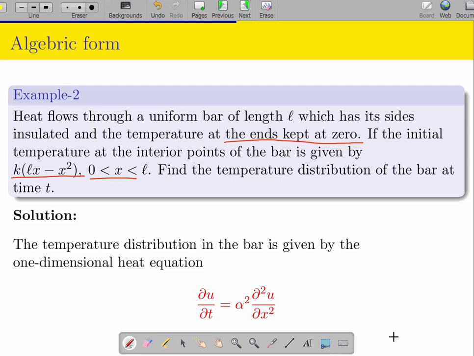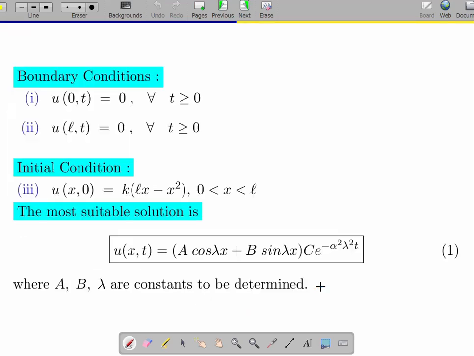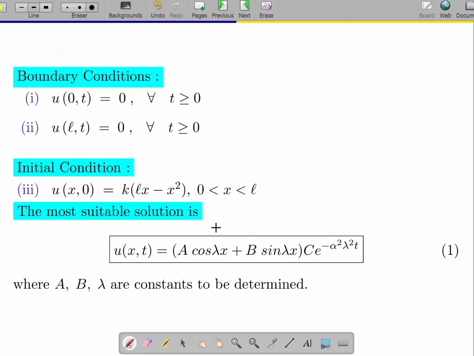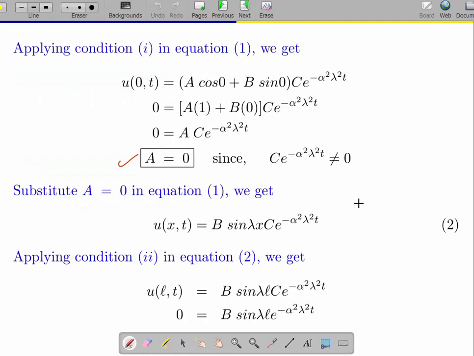So as usual, what we discussed in the previous problem, the same thing. This is a one-dimensional heat equation. These are the boundary conditions, two boundary conditions and one initial condition. This is the proper solution for the one-dimensional heat equation. Now I apply condition number 1, equation number 1. Instead of x, I replace 0. Then we will get a is equal to 0. Replacing a is equal to 0 in the possible solution, this term tends to 0. So this is the updated solution.